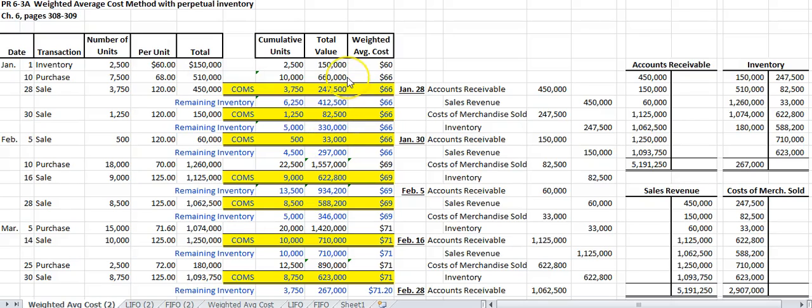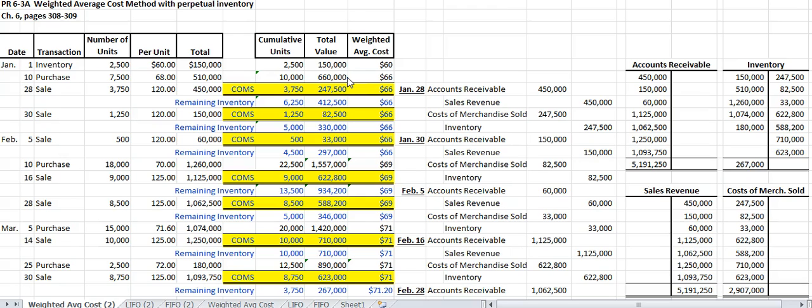Okay, so now in this video we're going to explain how to do the weighted average cost flow method with perpetual inventory. In the first two videos on cost flow methods, I explained the FIFO method and then the LIFO method, and this is the final method besides specific cost identification, which I didn't do a problem for, but I also explained in the first video. So I've explained pretty much 3 out of the 4, and the fourth one is the weighted average cost method.